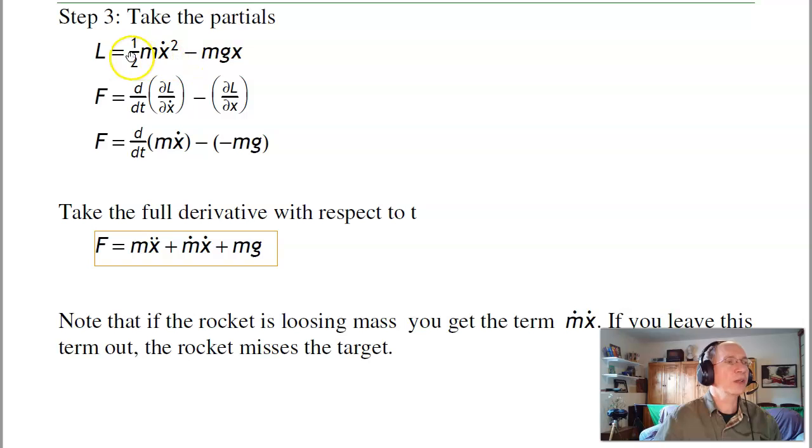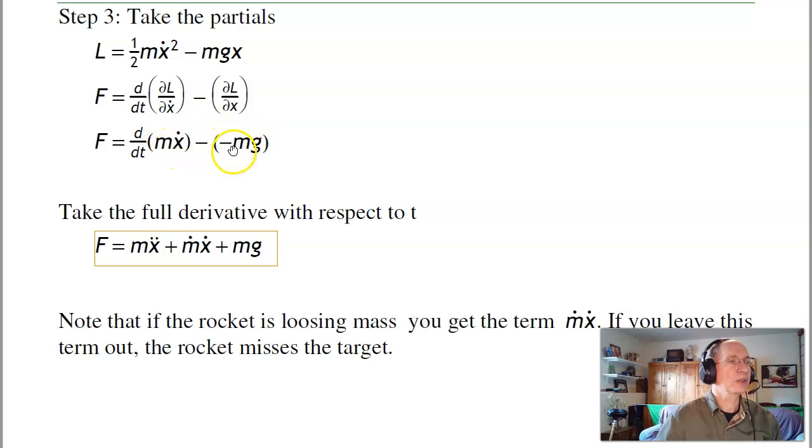To find the force on the rocket, I take the full derivative of the partial of L with respect to x dot, minus the partial of L with respect to x. In the partial with respect to x dot, anything that's not an x dot is a constant. So m is a constant, g is a constant, x is a constant. I just get this term right here, m x dot. And this is 0 because there's no x dot; that's the partial with respect to x dot. The partial with respect to x is just minus mg.